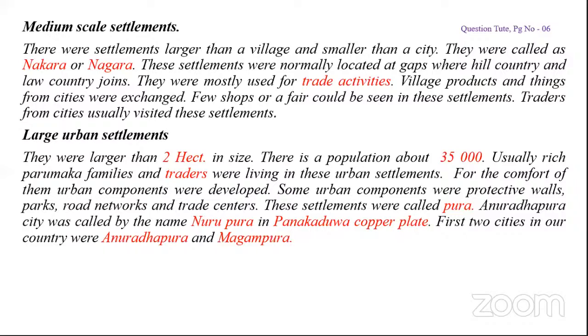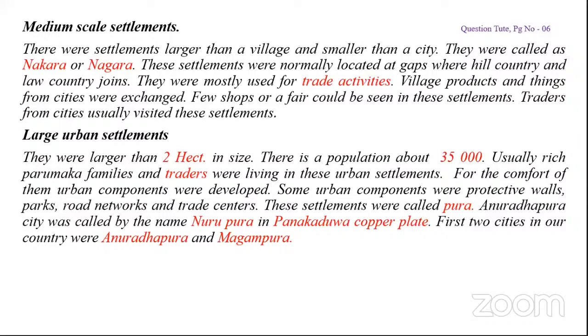As an example, our rich people wanted to buy foreign products. To buy the foreign products, they had to meet foreign traders. How were the foreign traders coming? They were coming through ports. Now, as an example, Mahatitha port in Mannar, close by to that Mahatitha port, Anuradhapura city had become a large city because of these trade activities. The Parumakas went to Anuradhapura, the traders came to Anuradhapura, and they exchanged their products. Near Hambantota port, Magama became a trade center. So they were the large urban settlements.